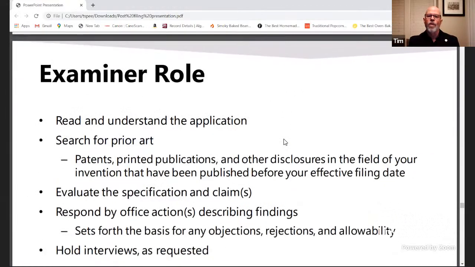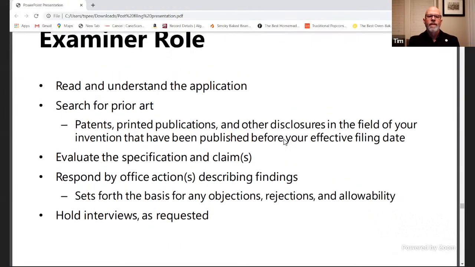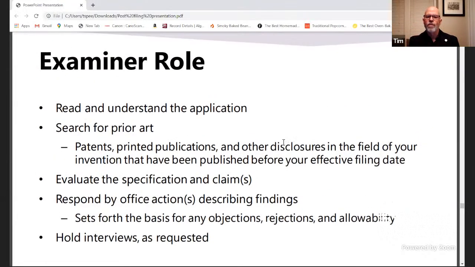In the examiner's role, these are the things that the examiners do. The examiner should read and understand the application. The examiner conducts an independent search of the prior art. Now, one of the other things you have to do when you file the application is you have a duty to provide the patent office any information you think is material to patentability. So if you know of references or disclosures that are relevant and talk about things related to your invention, you have a duty to disclose them to us.